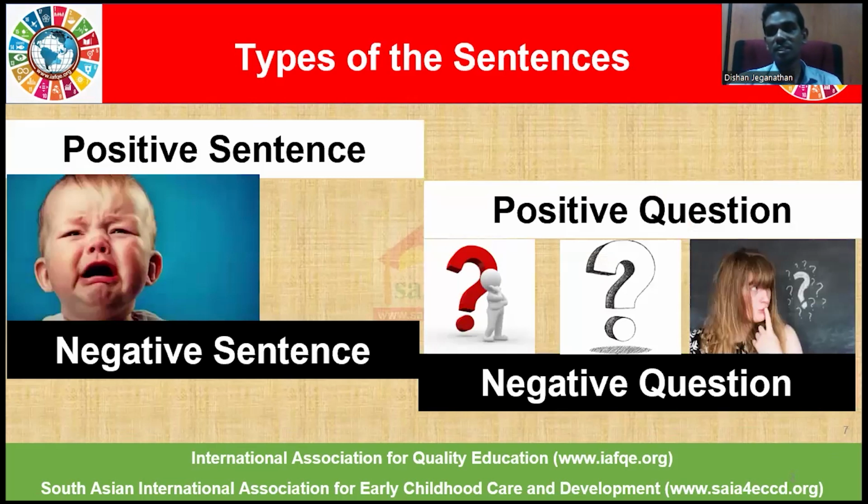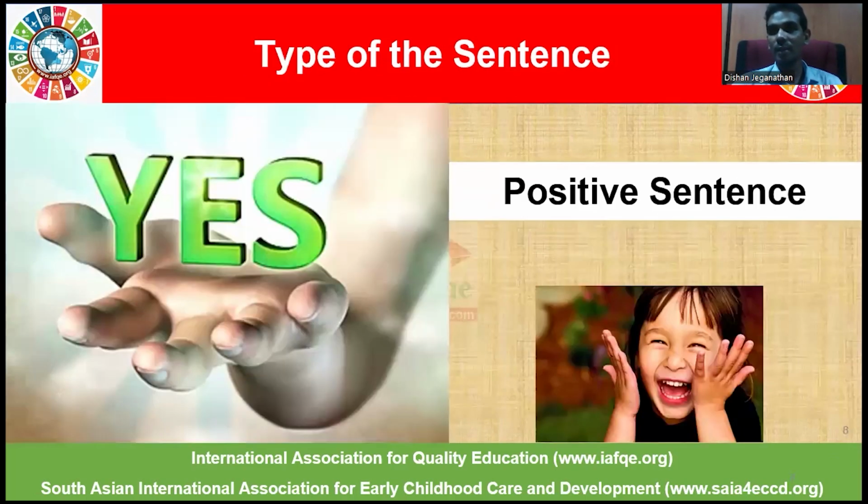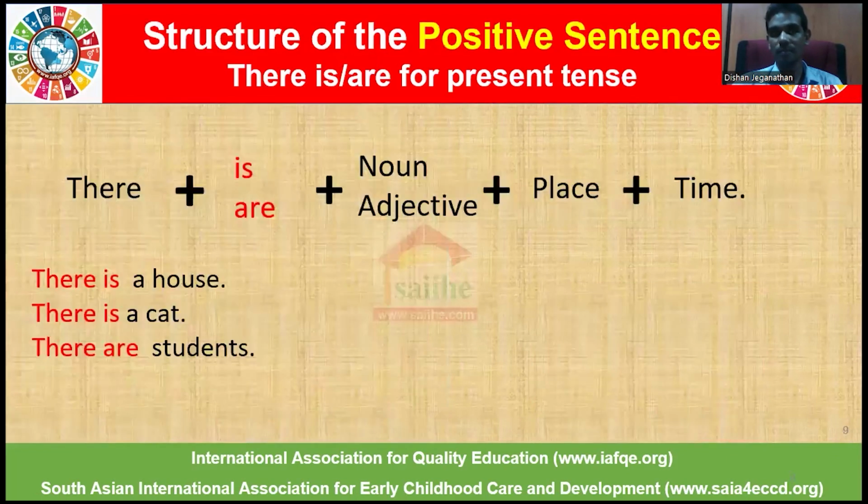So the sentence structures can be categorized under 4 sections, namely positive sentence, negative sentence, positive questions, and negative questions. First of all, let's look at the positive sentence. The structure of a positive sentence would be there is or there are plus the noun and adjective followed by place and time. Let's look at some examples which are given in this slide.